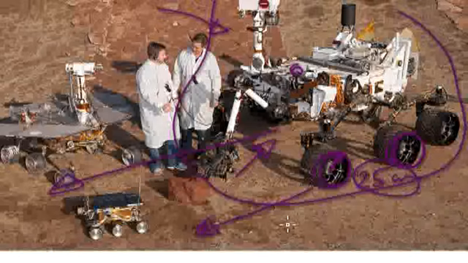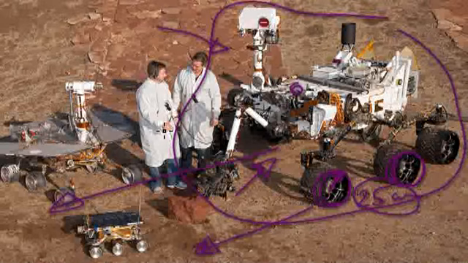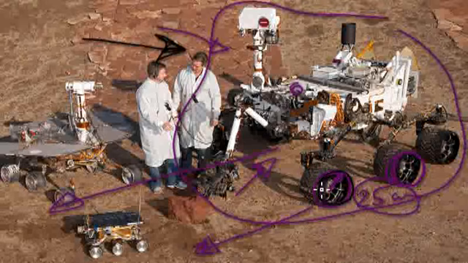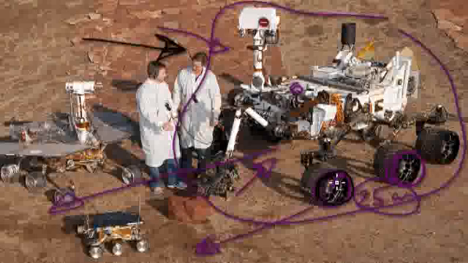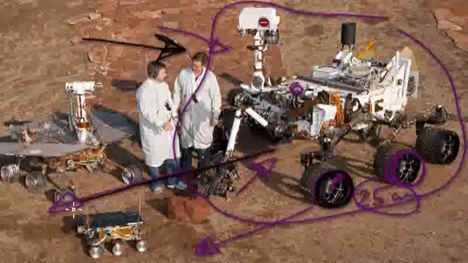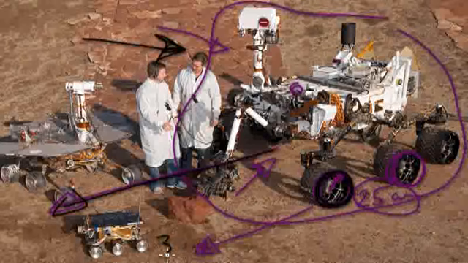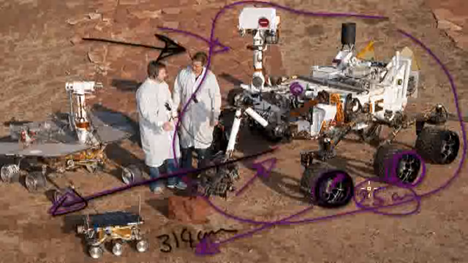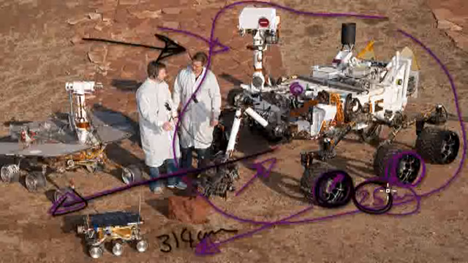So if you look at the original picture here, if this is Curiosity, and you tell Curiosity to make 2 revolutions, 2 turns in each wheel, so 1, 2, it would have traveled 314 centimeters, because the radius of each wheel is 25 centimeters.